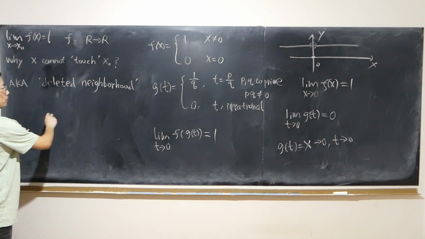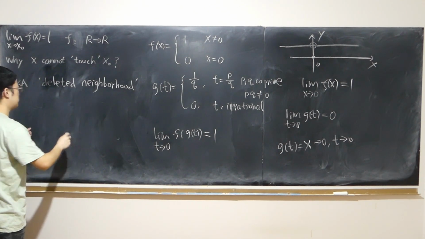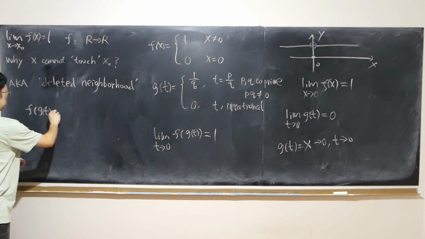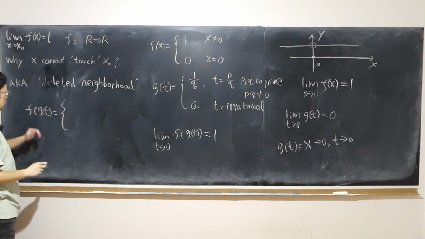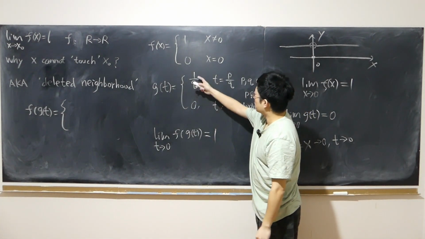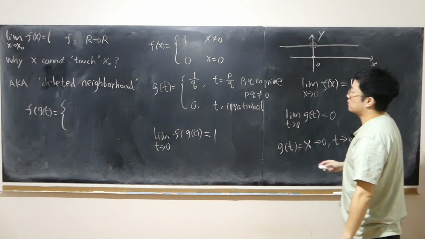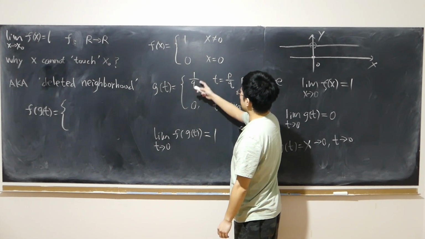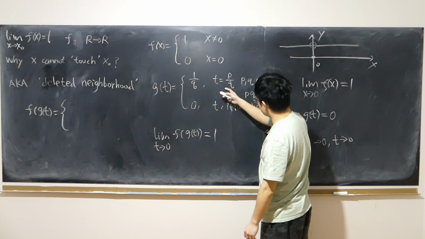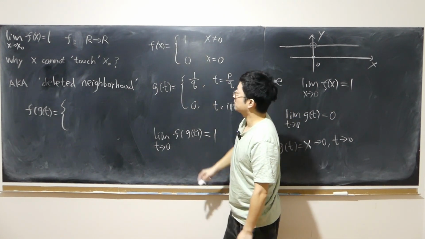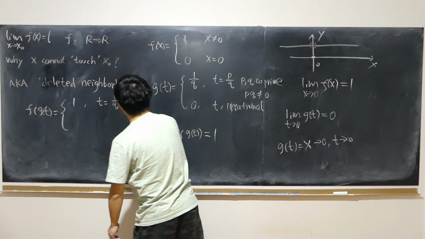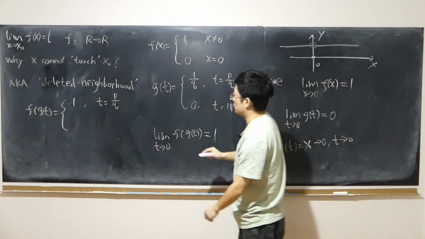Here's why. First of all, let me actually compose the function and see what really happens. What is really f of g of t? Obviously a piecewise function. When t is equal to p over q, g is equal to 1 over q. Like I said, g can be treated as x, because I'm composing it. So when x is equal to 1 over q, that means x is non-zero, defined to be 1. So all in all, when t is equal to p over q, our composite function is equal to 1, where p and q are coprime, pq does not equal 0.